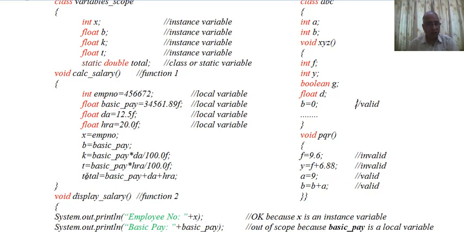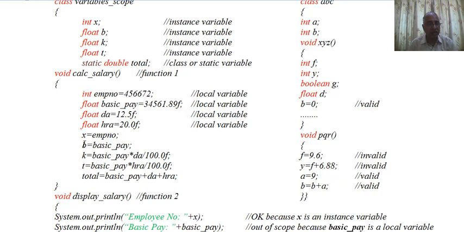Total is equal to basic pay plus DA plus HRA. What is total? Total is a static variable. And what I am going to do is the basic pay, the DA and HRA, all values are added, and the gross pay or the total salary is being calculated in the total variable, which is of a static type or a class variable, but it is being used.